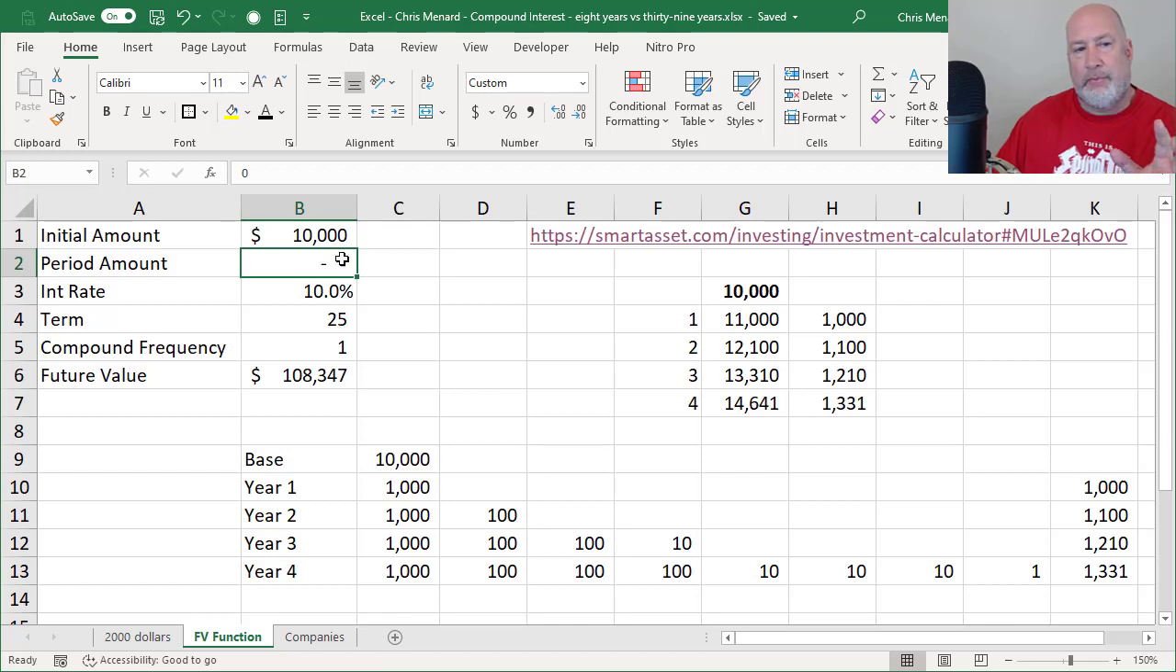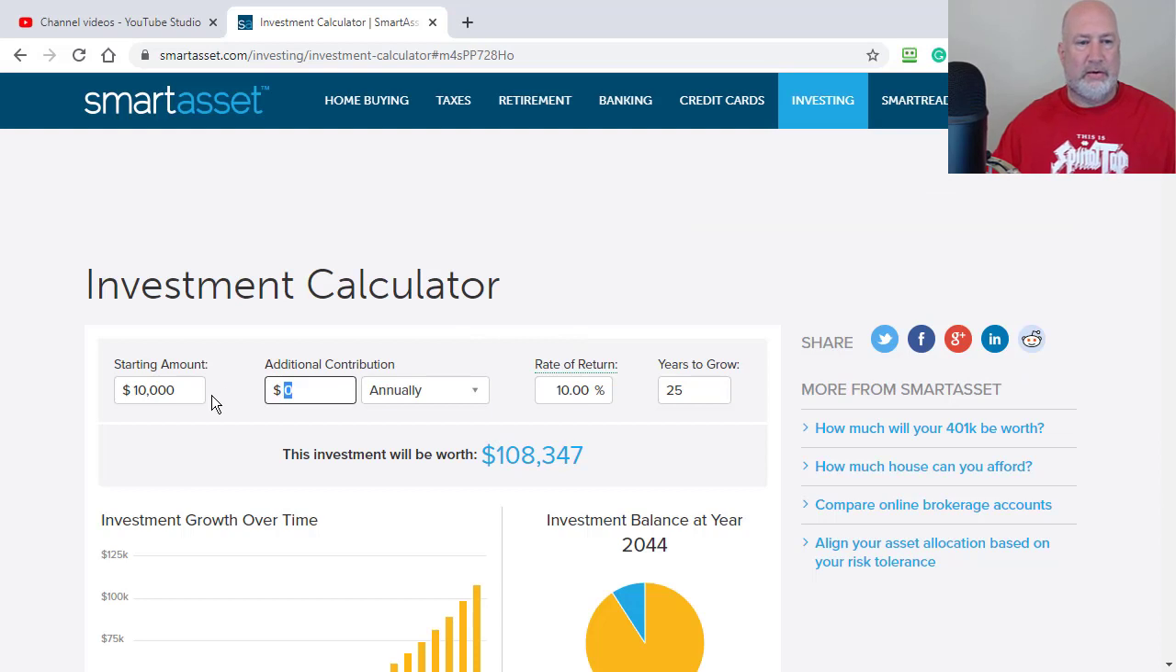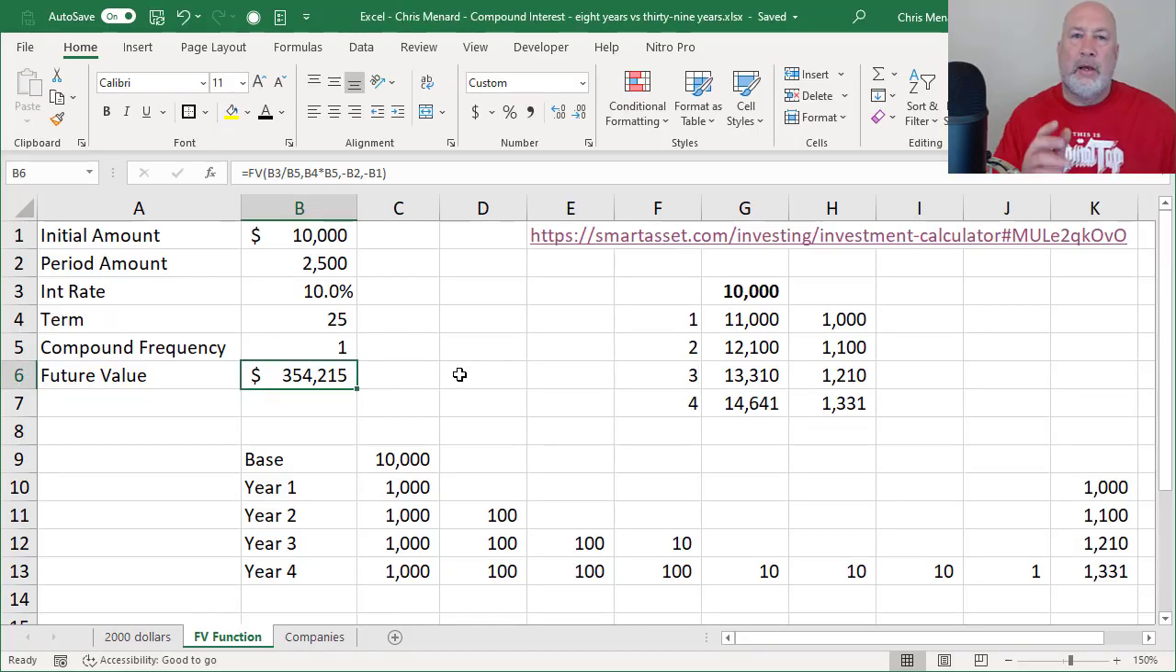So in this example, I'm still putting in the $10,000 initial amount. But every period, and I'm just going to make this annual again, I'm going to put in $2,500. Watch this. So I have $354,000 as my future value down below. And if you want to see this with the calculator, 2,500. 354,215. Here's where it's going to get just a little bit off, and I'll explain why it's off.